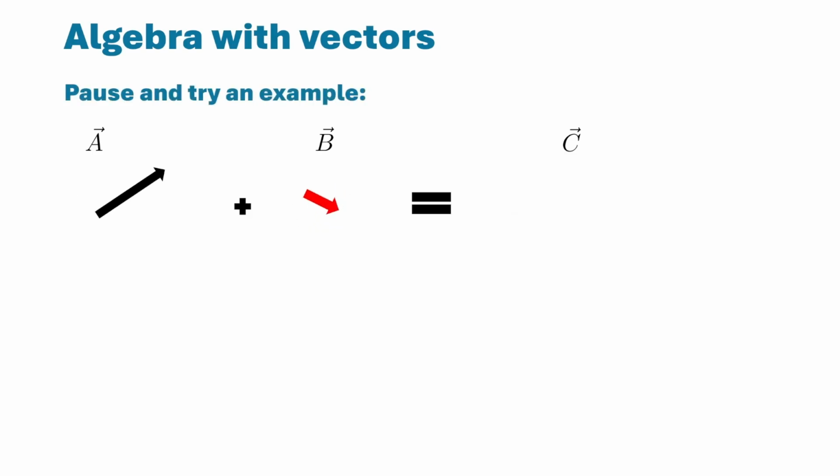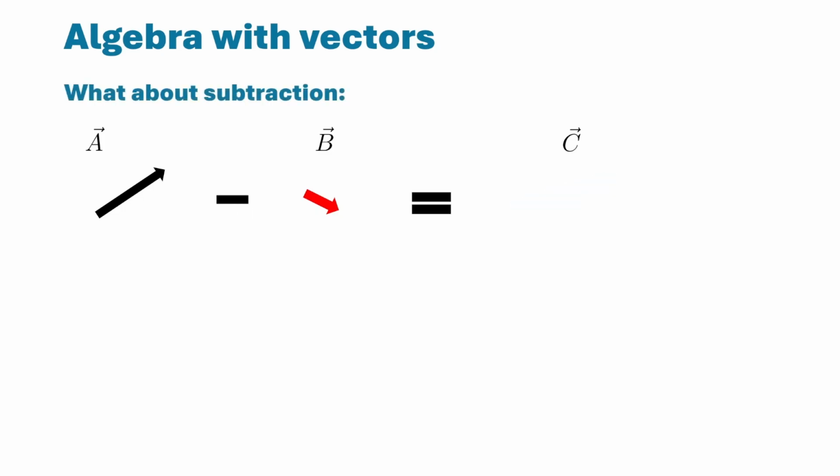So I want you guys to pause, draw it out, get out a piece of paper and a pencil, and try adding together these two vectors. The answer is this vector right here, C. Let's do another more complicated example together.